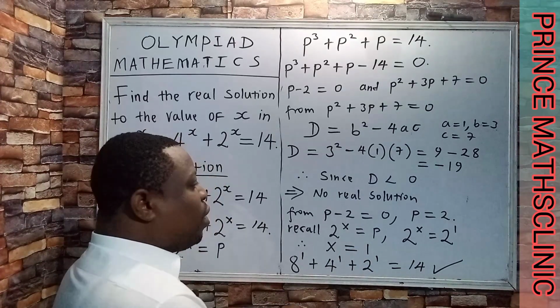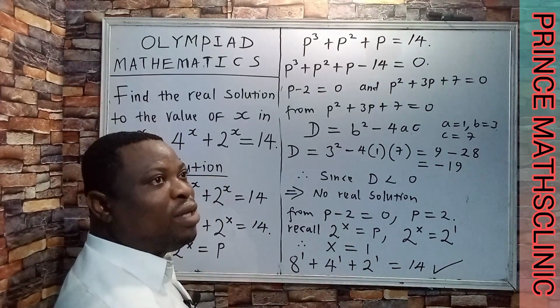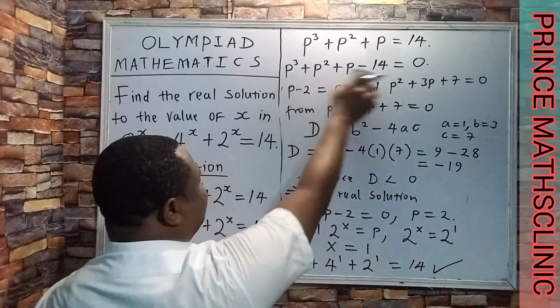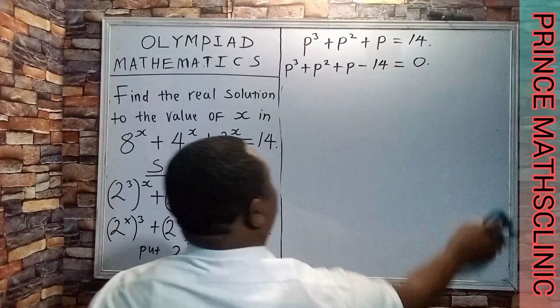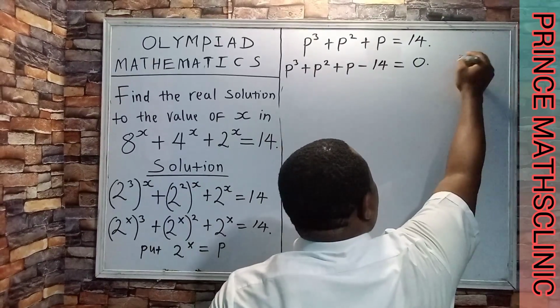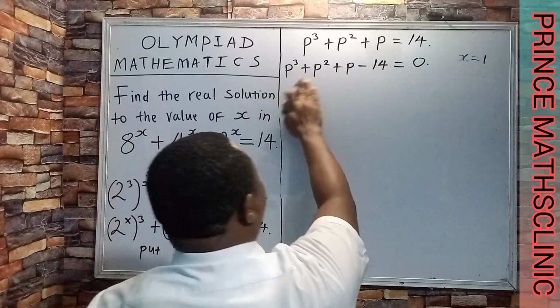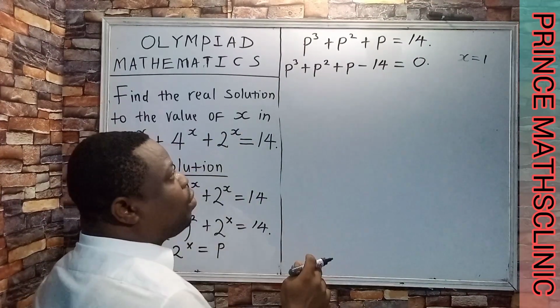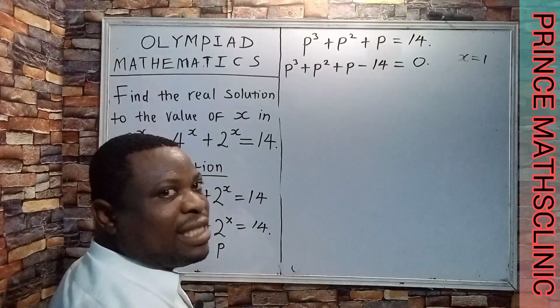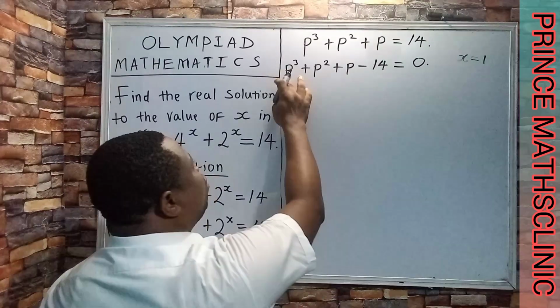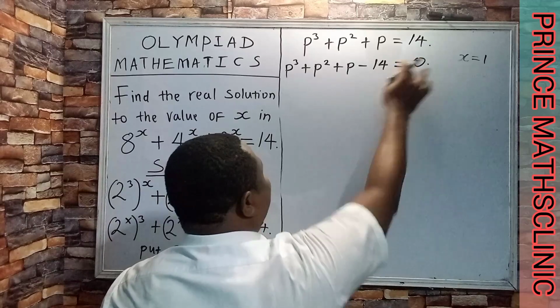So let us go ahead to try the second method to see if we are going to get our x to be 1 from this particular point. Remember, the value for x we obtain is 1. So let us go. Now that you have this particular equation, I am going to test values to see which of the values will give me 0.